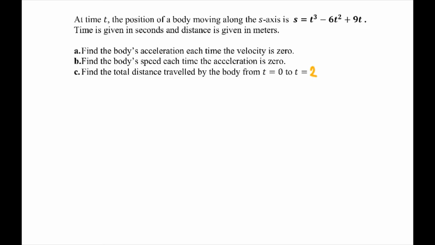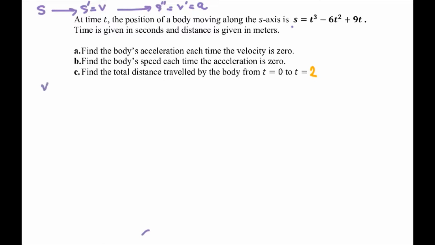Okay? Now, to find the body's acceleration, we need to find first the velocity and then take the derivative of the velocity. So remember, this is the position. If I take the derivative, that's v. If I take the second derivative, which is basically v prime, that's going to be a, right? So now we need to find v and then a.